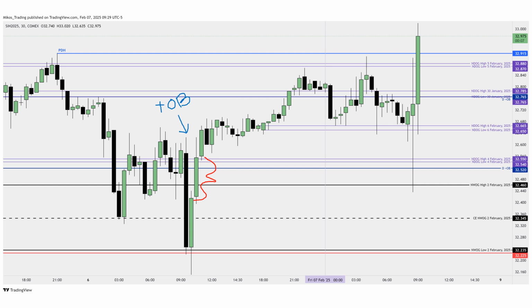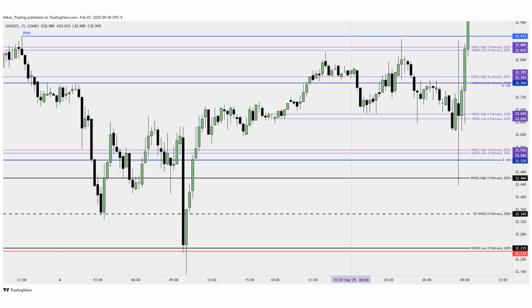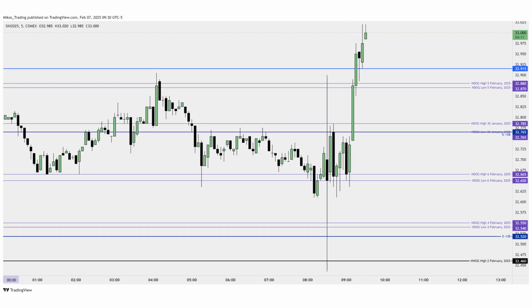This is the 30-minute chart. Notice the 30-minute bullish order block and a fair value gap. Now refine down to the 15-minute chart. This is the 5-minute chart. Notice how the bodies are respecting the new day opening gap.